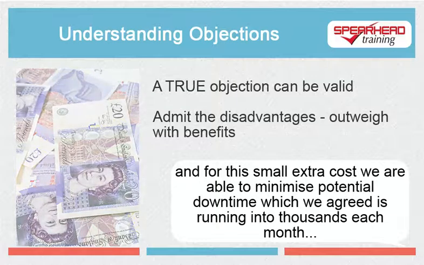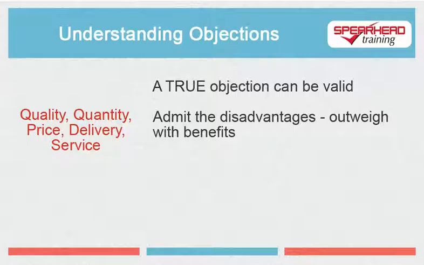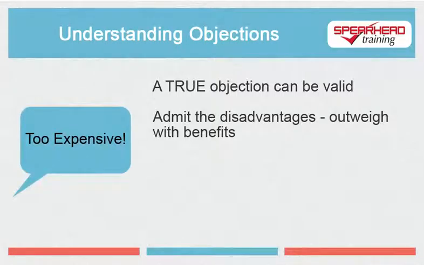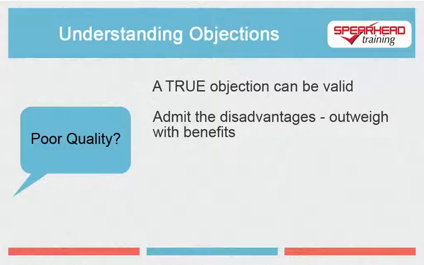A good model to refer to when considering your likely true objections is the customer criteria model: quality, quantity, price, delivery, service. Say, for example, you have excellent quality and great service, but you're not the cheapest price. Then the customer will likely object that you're too expensive. If, on the other hand, your prices are low and you have a quick delivery, they may be concerned about the quality, and so on.